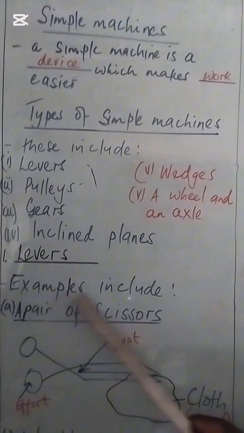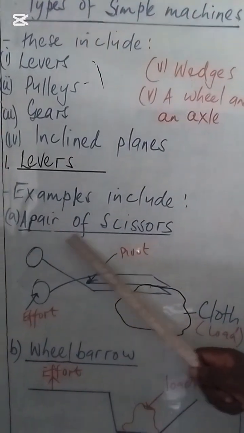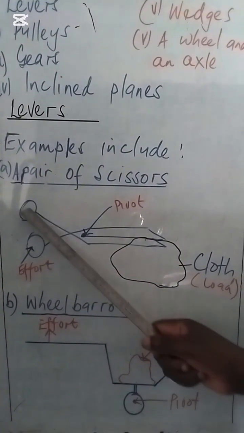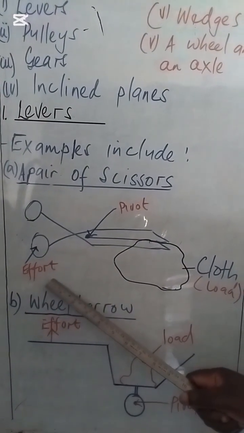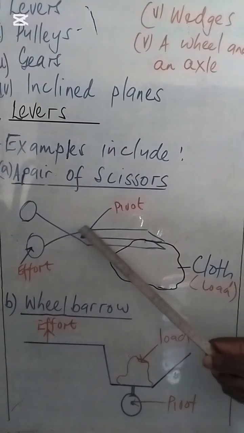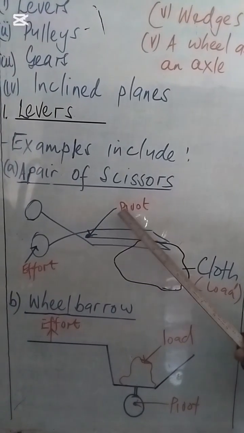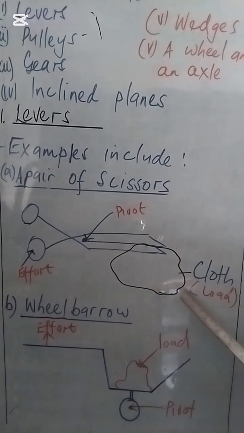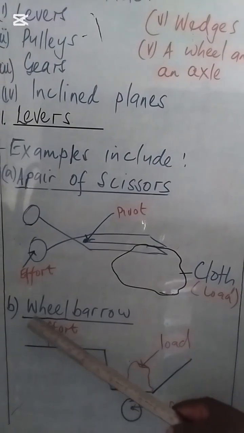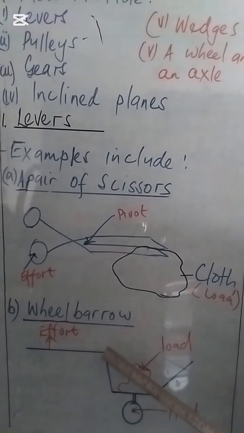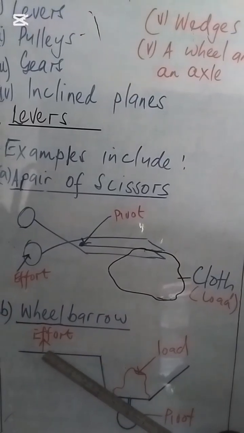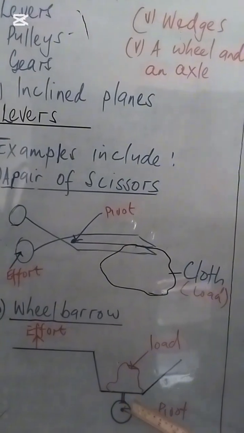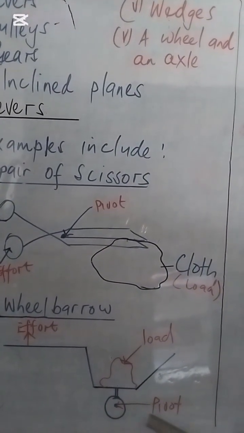Levers. Examples of levers include a pair of scissors. A pair of scissors has where you put your fingers, which is the effort side. Then where the scissors move is the pivot, and the cloth or paper or whatever is being cut represents the load. We have a wheelbarrow as a lever, where you handle the wheelbarrow, pushing it represents the effort, and this is the load. And finally, the pivot.